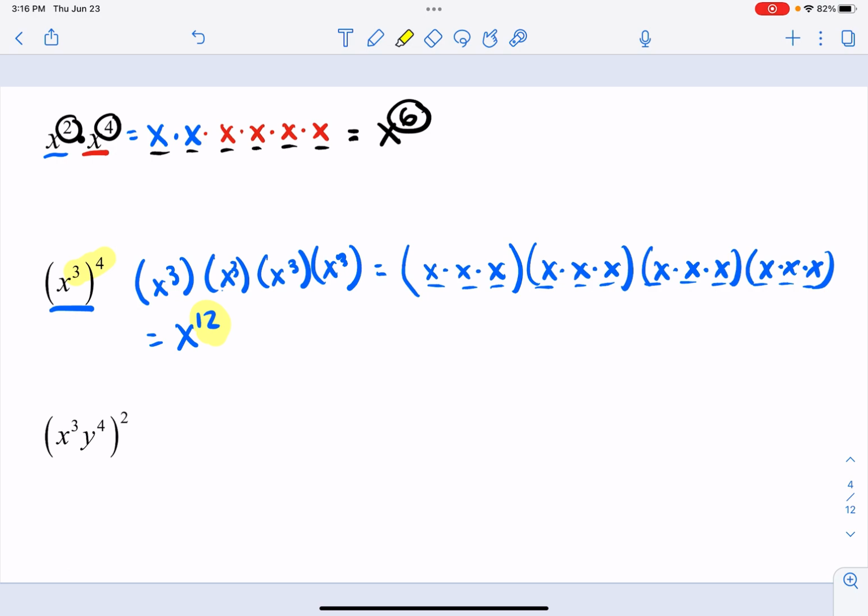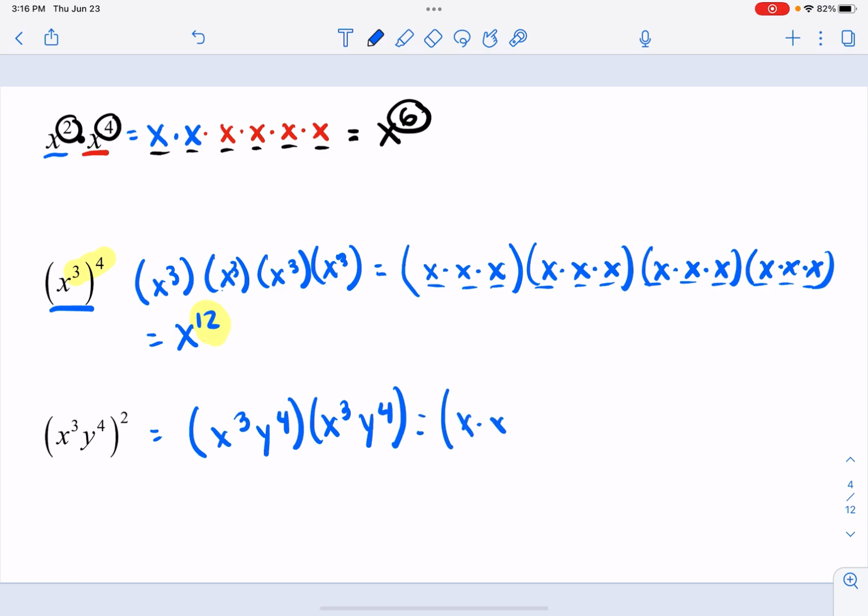And then here, this next one, I have x to the 3rd, y to the 4th, times x to the 3rd, y to the 4th. So I have the product of those two things. Well, x to the 3rd, that's x times x times x. Y to the 4th, that's y times y times y times y. And I have 2 of those. I'm going to run out of space here.